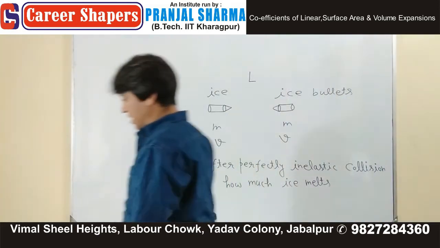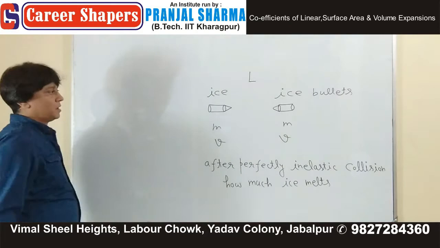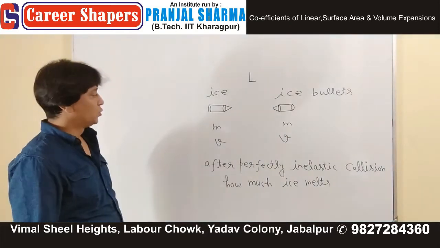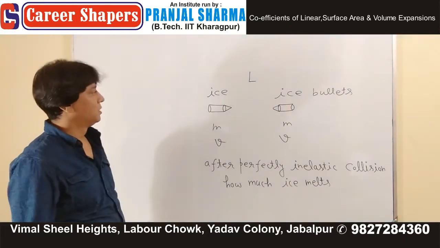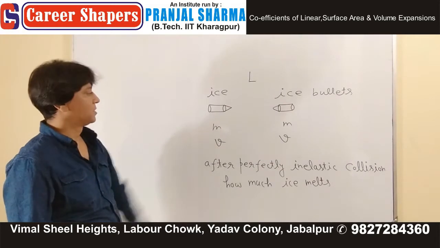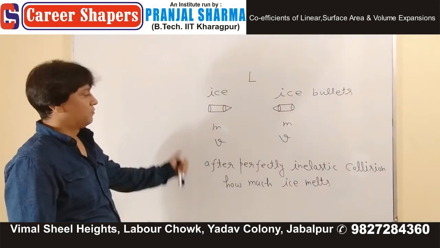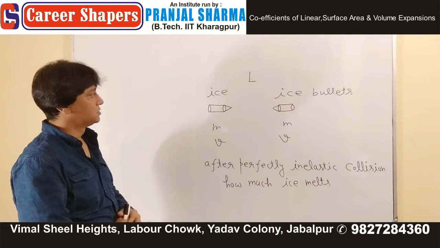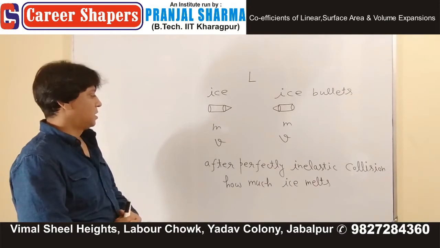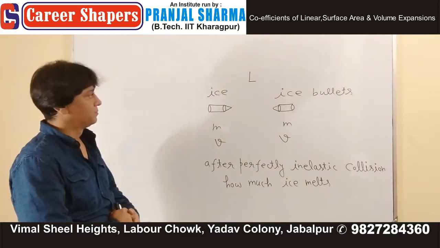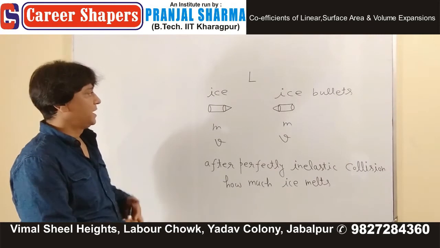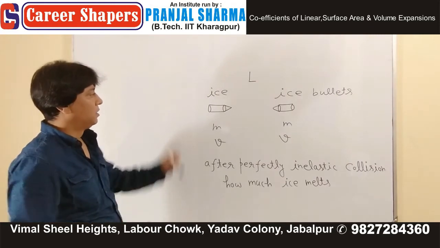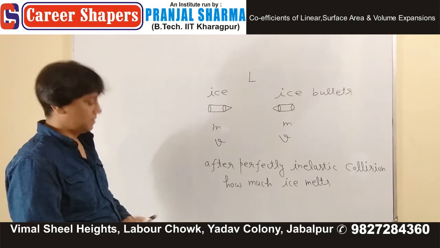There are two ice bullets approaching each other with the same speed v, having mass m. For a perfectly inelastic collision, how much ice is going to melt if latent heat for the ice-water system is L?